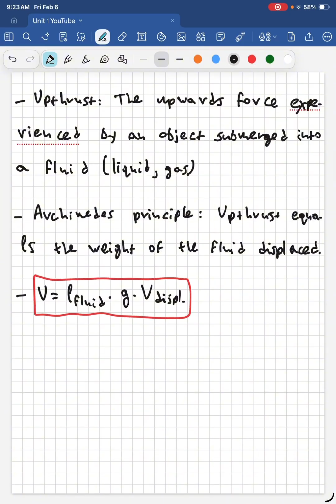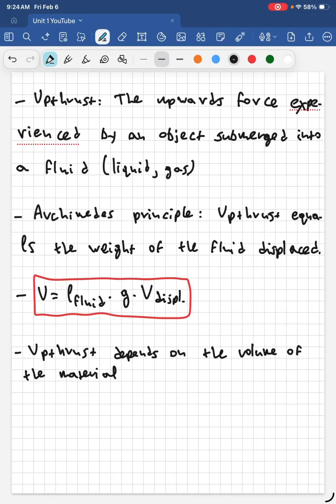Okay, upthrust depends on the volume submerged and not the material. Okay, this is important. So upthrust depends on the volume of the material submerged. And I'm going to come back to this in a moment.